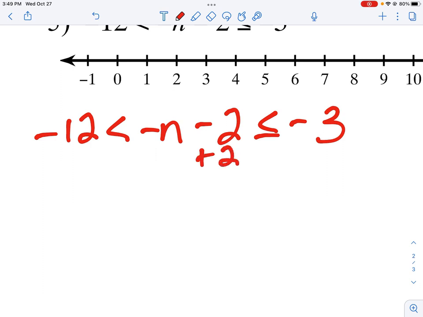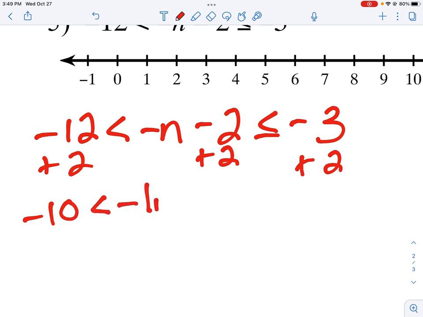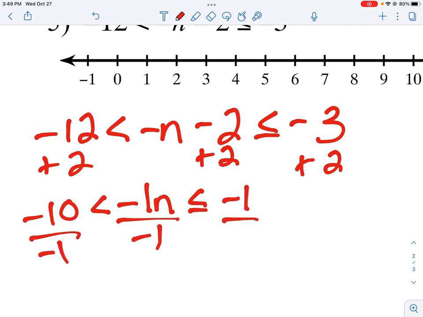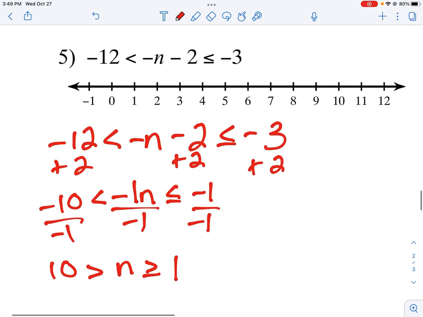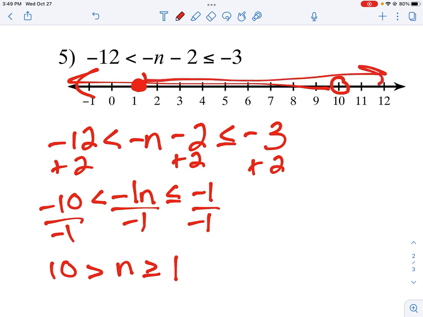You're going to start off by adding 2 to all 3 sides. So negative 10 is less than negative n. Remember that's technically negative 1n, for those of you that forgot. Divide by negative 1, divide by negative 1, divide by negative 1. Now because you divided everything by negative 1, that means all of my signs are going to flip. So now we have 10 is greater than n, closed circle on 1, and it's greater than 1. They overlap here.